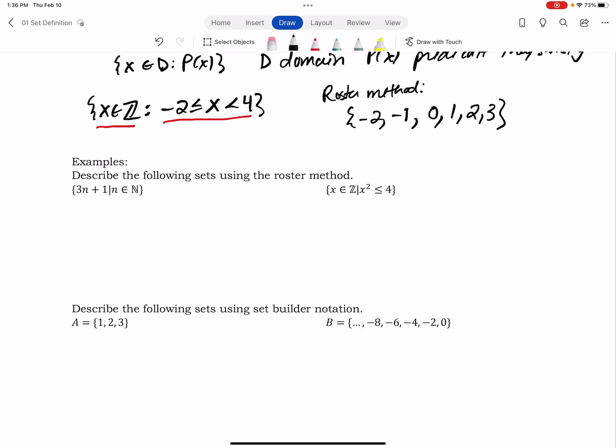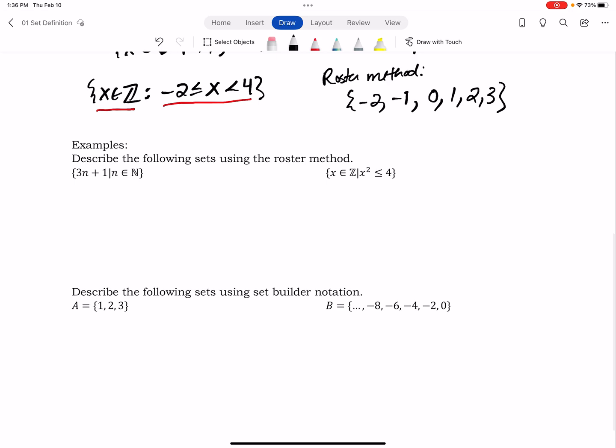So if you remember, the natural numbers were the integers 1 and bigger. So if n was 1, my first element would be 3 times 1 plus 1, 4. If n is 2, my second element is 3 times 2 plus 1, 7. If n is 3, my third element is 3 times 3 plus 1, 10. We use these ellipses, these 3 dots, when we have a pattern and it's going to keep repeating, but it never ends.